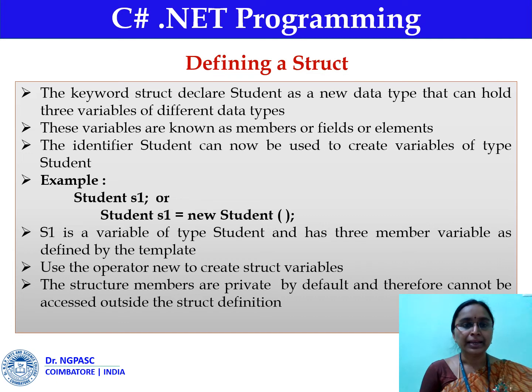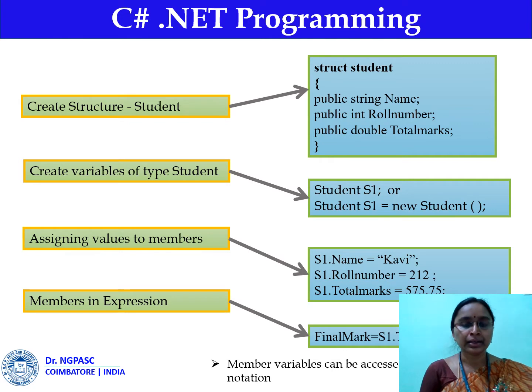Look at the example. Student S1 is the type followed by the variable S1. Here the first shows the structure student, that is creating the student structure. Next one is creating a variable of type student, S1, or we may create it in a different format: Student S1 equal to new Student. So likewise we can create different kinds of format.